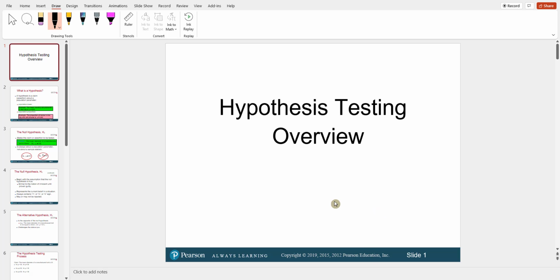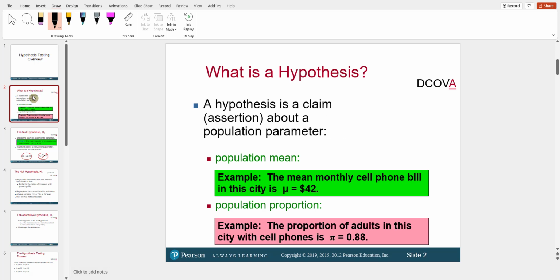In this video, I will do a quick hypothesis testing overview. What is a hypothesis? A hypothesis is a claim or an assertion about a population parameter. We can do hypothesis tests about the mean. For example, the mean monthly cell phone bill in this city is $42. Or we can test about a population proportion. The proportion of adults in this city with cell phones is 0.88.